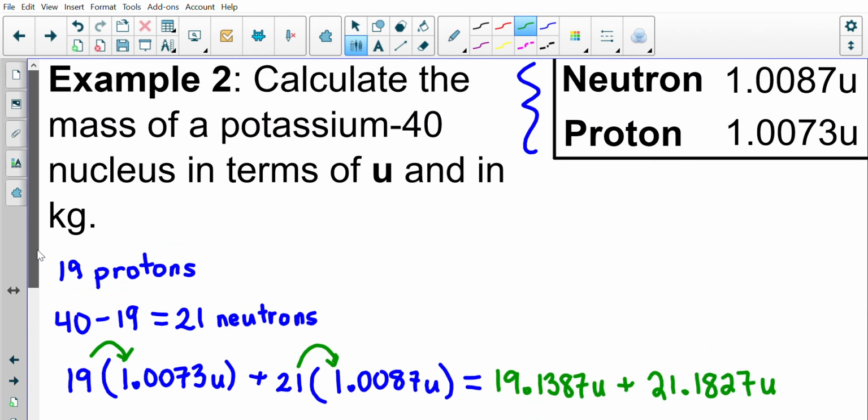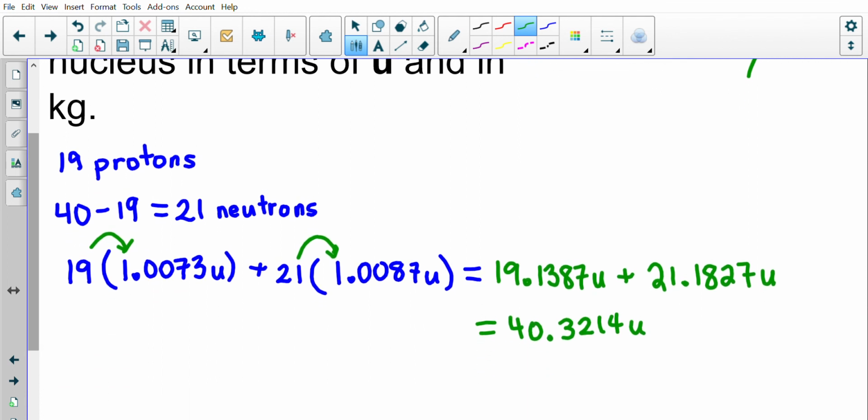So when you are rounding, you don't look at 19, 40, and 21, because those are not measured numbers, they're counted numbers. When you're trying to round for significant digits, you look at these numbers here, and those all have 5 significant digits. So for my final answer, 40.321 U is the mass of one potassium 40 nucleus.